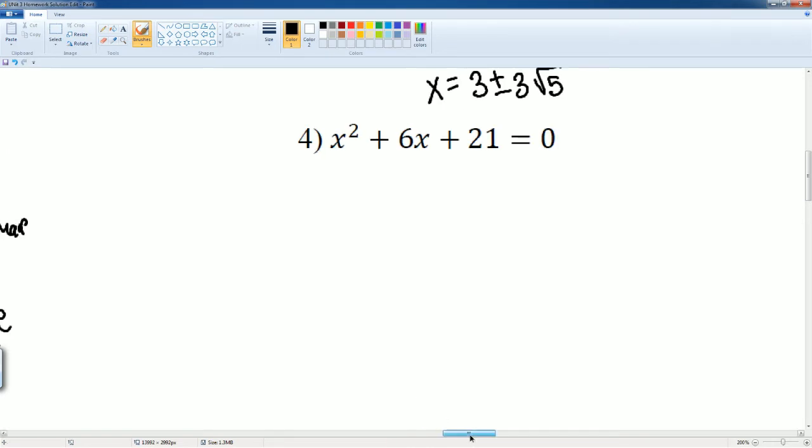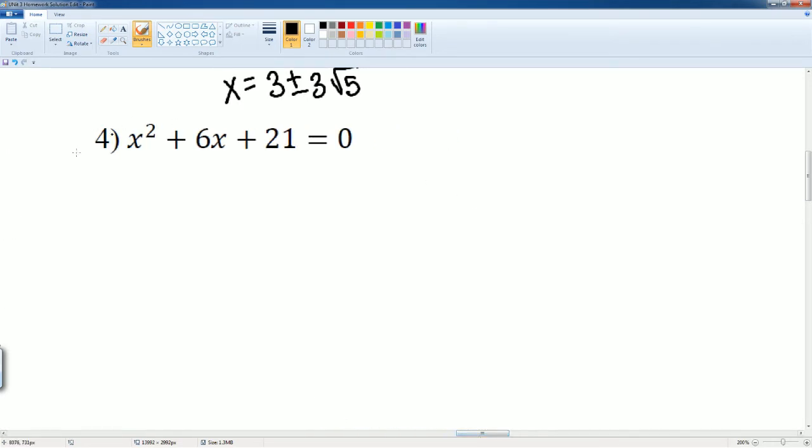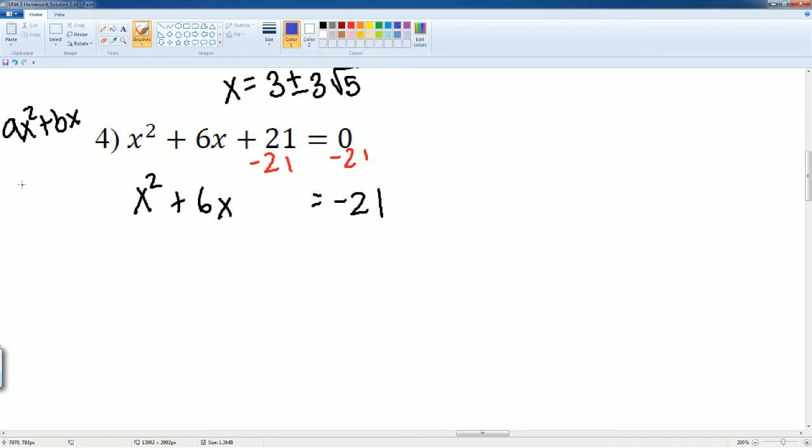and now number 4. Okay, remember it has to be in that format of ax squared plus bx for us to complete the square. So we subtract 21 from both sides. This now gets us x squared plus 6x equals negative 21. We can grab that b value and divide that by 2, so that is our 6 divided by 2, getting us a 3. Then we want to do 3 squared, getting you a 9. That 9 is what we add to both sides.